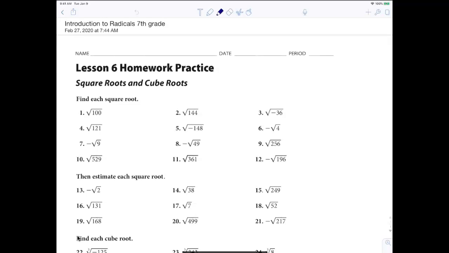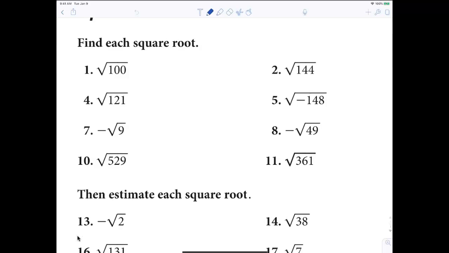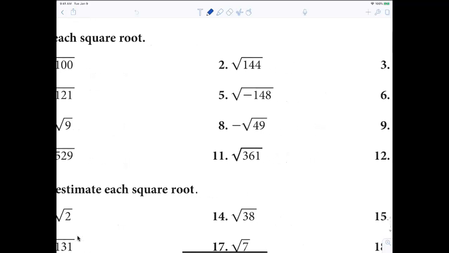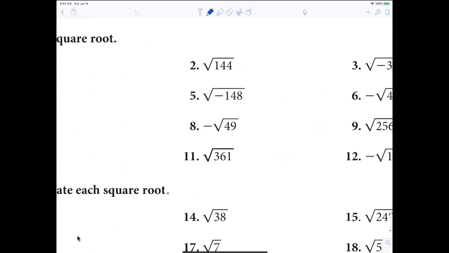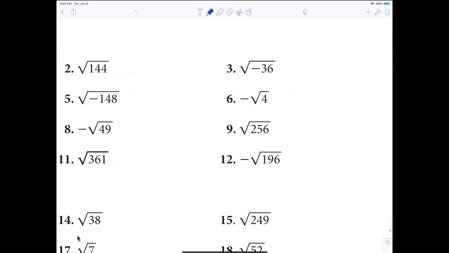Let's just do the quick introduction. I'm pretty sure everybody's okay with this. If we said the square root of 100, I'm sure everybody would tell me that's 10. Good. Square root of 144. Yeah, we're going to say no solution. I want everybody to put no solution, because no number times itself is what?